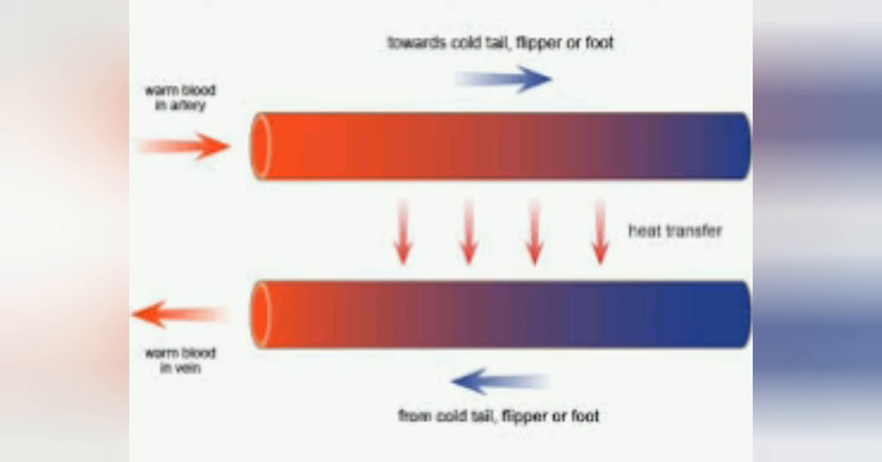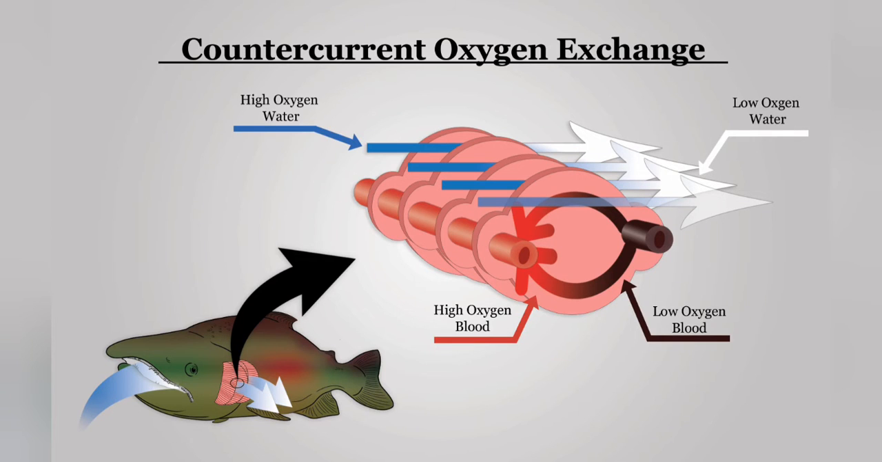Now, countercurrent exchange in fish serves a different purpose. The purpose in fish is to maximize the amount of oxygen in the blood. Within the gills are gill lamellae, and the lamellae maintain the concentration gradient.